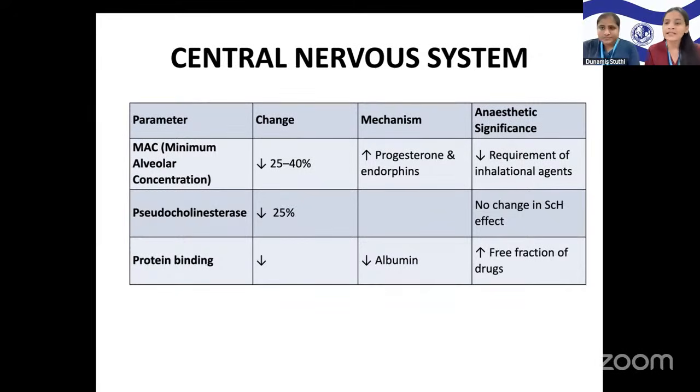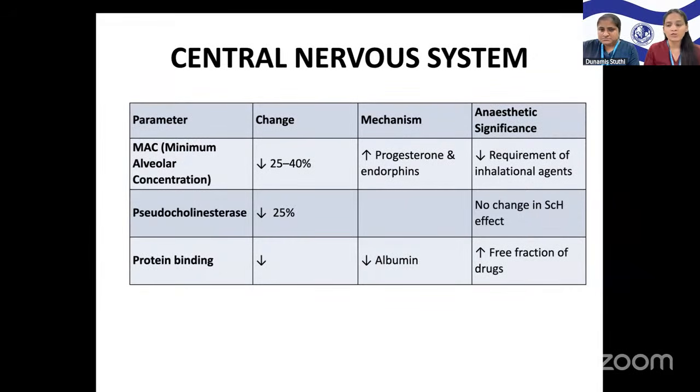Pseudocholinesterase level is said to be reduced by 25%, but there is no change in the succinylcholine dose or effect, because there is increased volume of distribution. Protein binding is reduced because of decreased albumin levels. Hence, the free fraction of drugs is increased. It is also said that cerebral blood flow is increased. In the first trimester, it is 44 ml per minute per 100 gram of brain tissue, and by term, it increases to 51 to 55 ml per minute per 100 gram of brain tissue.